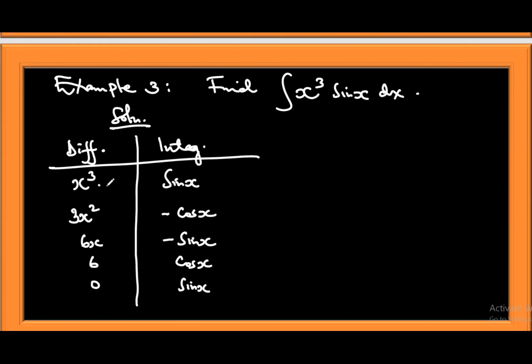Then we have the diagonals. We have x cubed go with that, 3x squared go with this, 6x go with this, and then 6 go with that. We have achieved a 0, that's why we stopped. And then we follow the pattern: positive, negative, positive, negative.